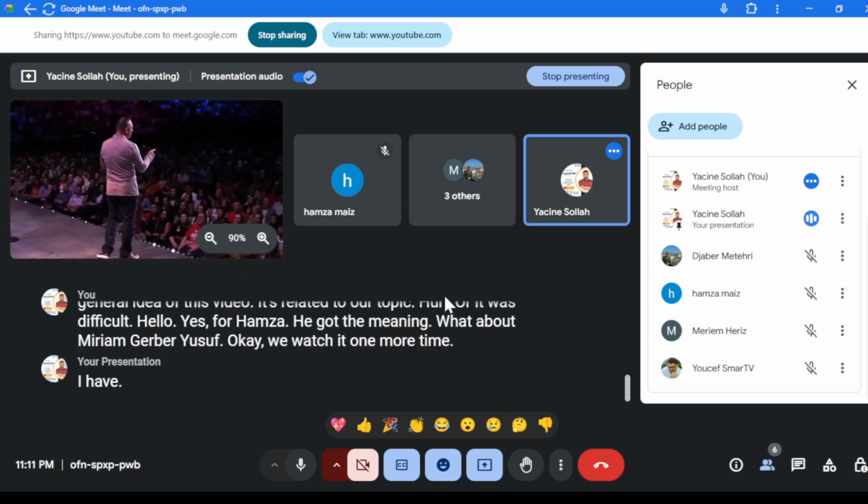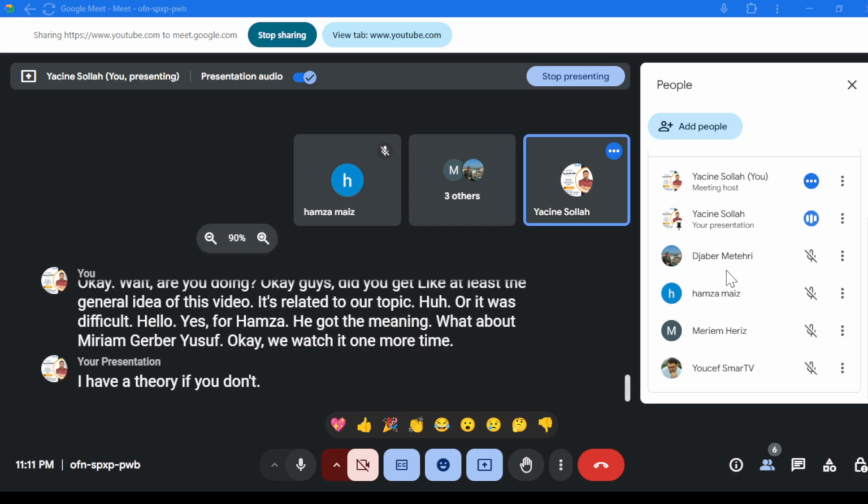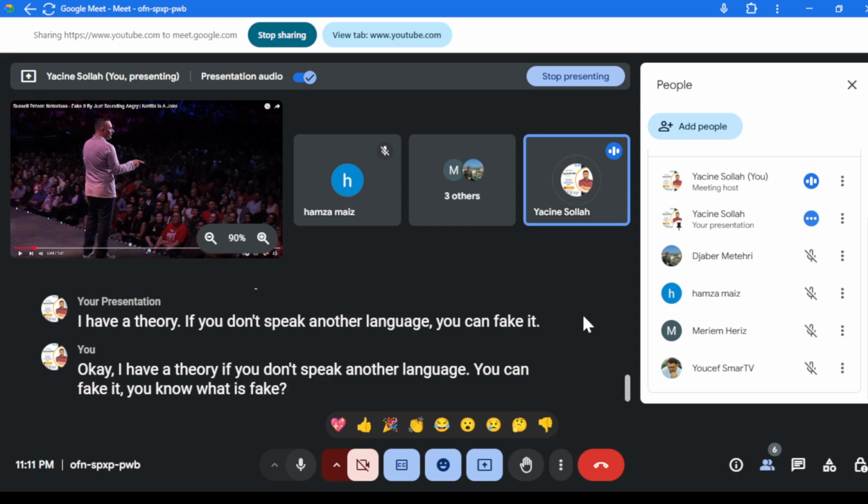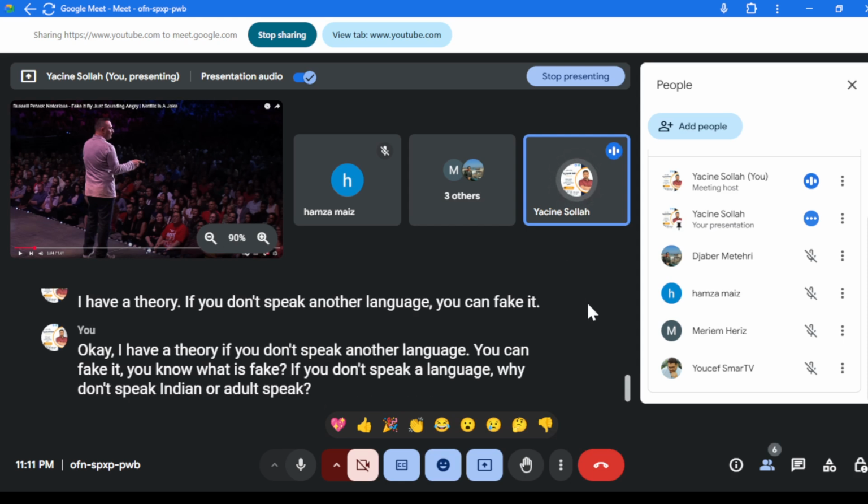I have a theory. If you don't speak another language, you can fake it. You know what is fake? If you don't speak a language, if I don't speak Indian or any language, you can fake it.